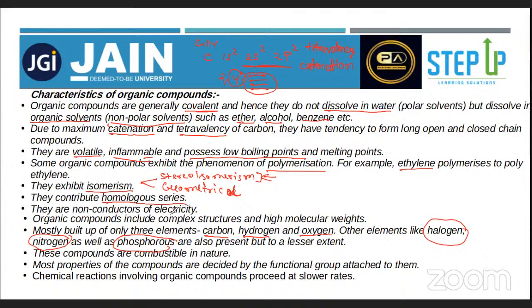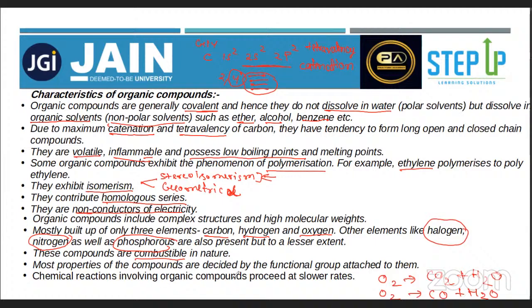They are non-conductors of electricity. They are covalent compounds, so obviously, being covalent compounds, they will be non-conductors of electricity. Organic compounds include complex structures and high molecular weights because of the catenation property. These compounds are combustible in nature. They all combine with oxygen. Excess oxygen will lead to the formation of CO2 and H2O as the final products. If proper combustion is not there, then it will lead to the formation of CO and H2O, carbon monoxide and water. If proper combustion is there, it will lead to the formation of carbon dioxide and water.